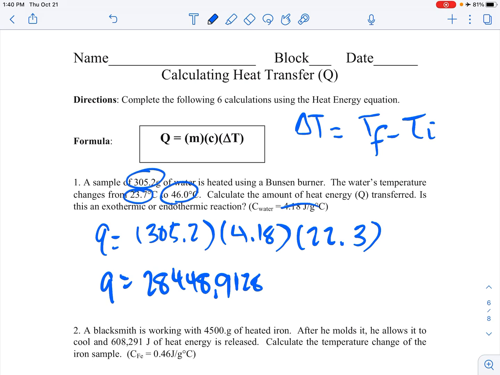Okay, now sig figs. 433 doesn't count, so 3 sig figs. So 2844, it does not round that up. So 284 and then 2 zeros.